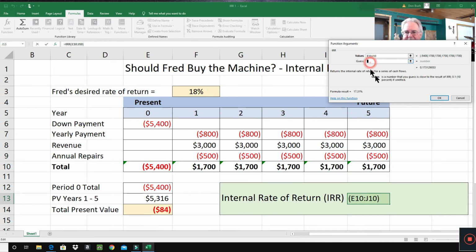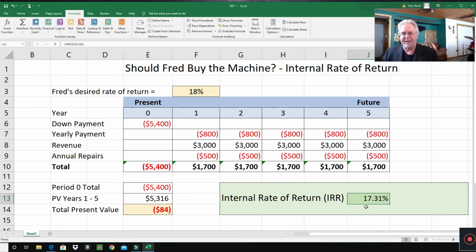Now, the next thing is the computer is saying, hey, can you help me out here? Can you give me a guess? And that is because the internal rate of return might have multiple answers. And most of the answers are very ridiculous and not useful at all. But what we'll do is we'll leave the guess blank, and what the computer is going to do is say, hey, I think the answer is going to be around 10%, which is not too far off. So let's press OK. And here we go. Here's the answer, folks. Fred's exact rate of return is going to be 17.31%.